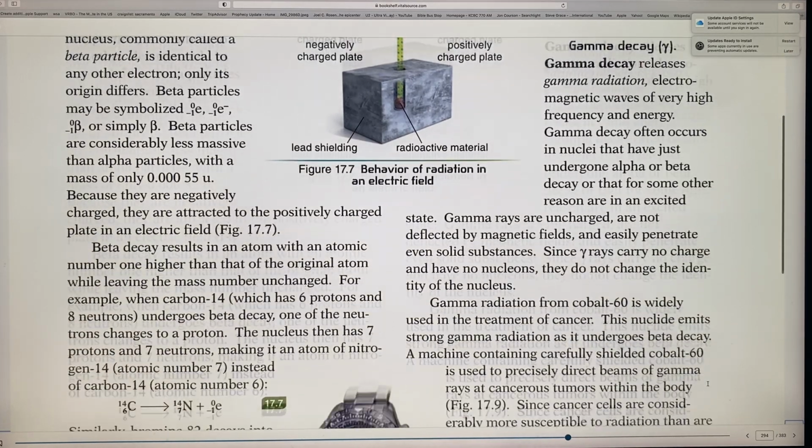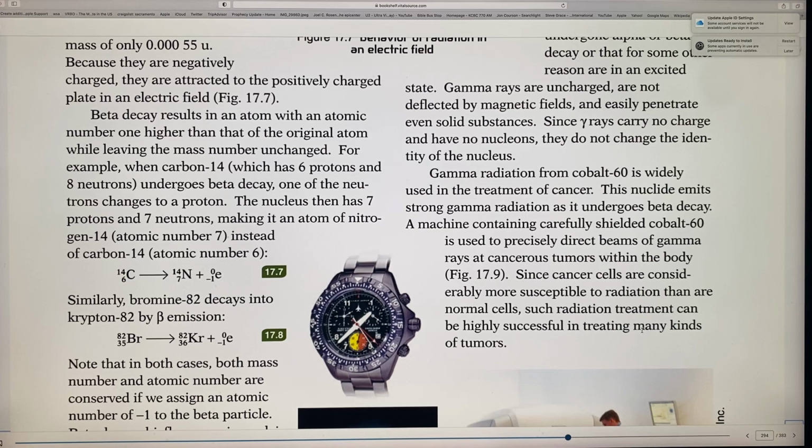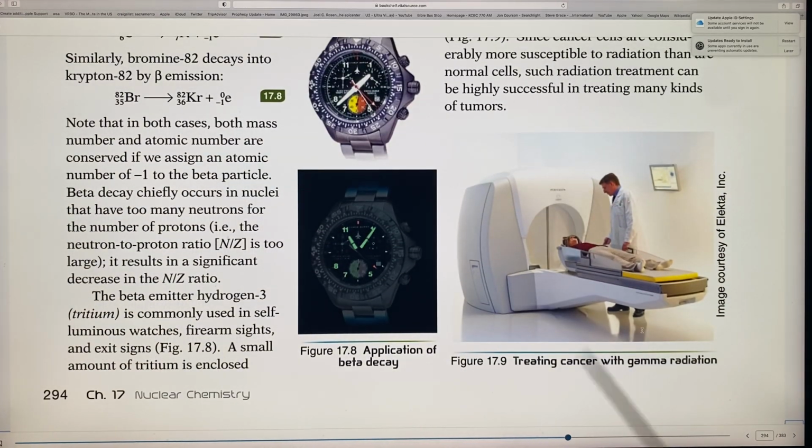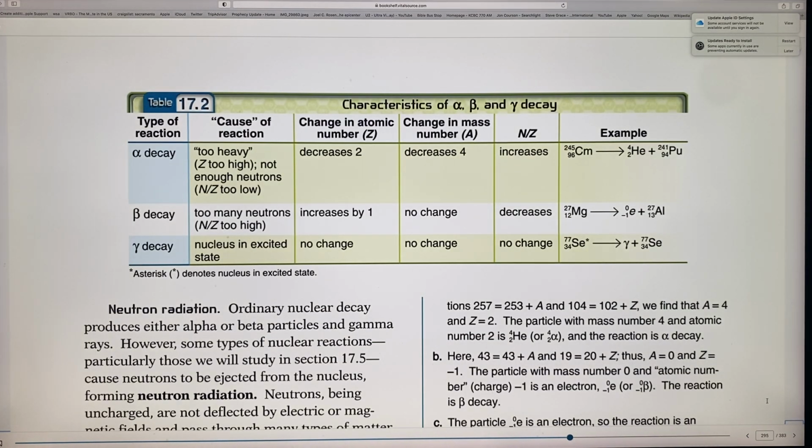So on to the last here, gamma rays. Here's a picture of treating cancer with gamma rays, how important that is. So let's go on to here. Well, this chart here tells about it.